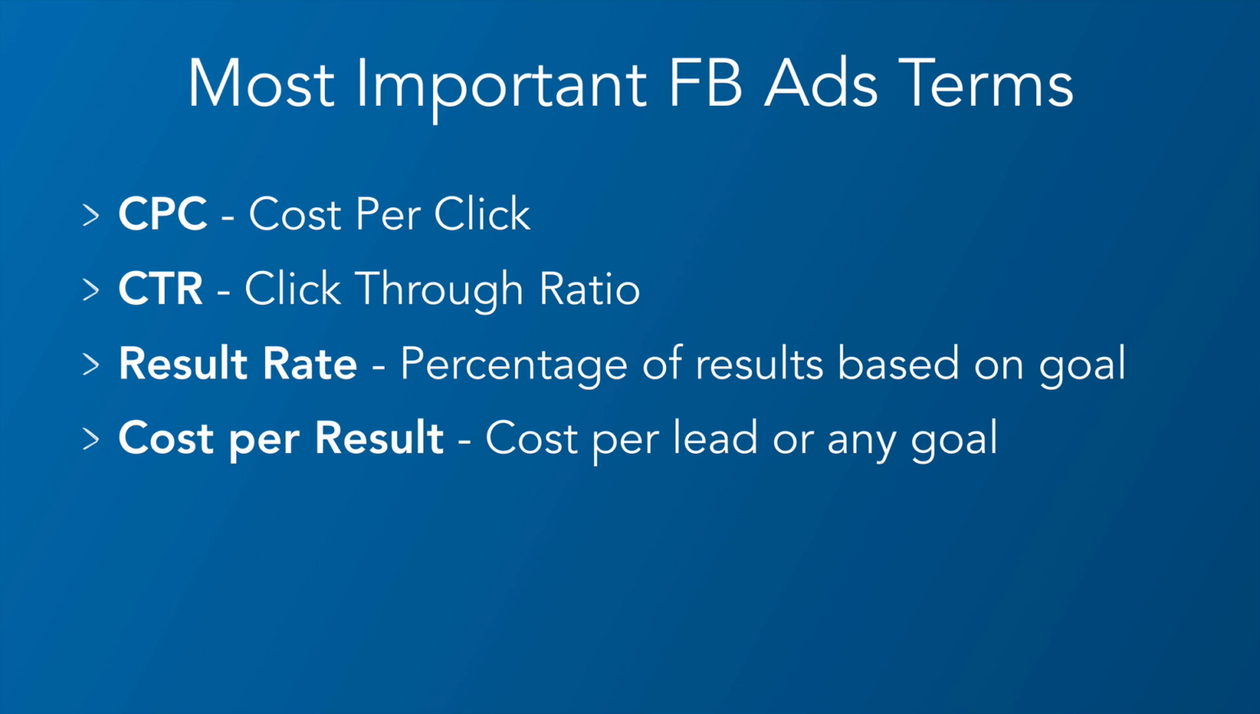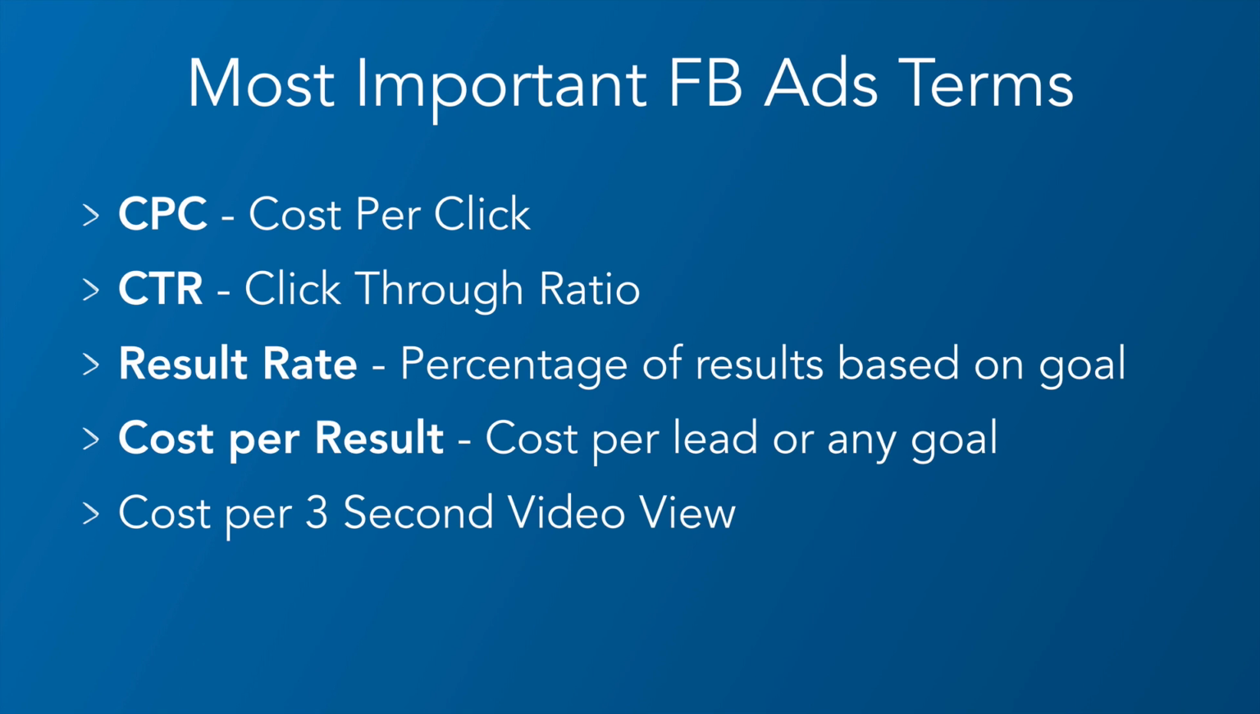Cost per result is the cost that you are paying per result, and the result is based on your goal. You also have metrics like cost per 3-second video view. So if you are running a video ad, then Facebook will show you what is the cost per 3-second video view. There is also another metric called cost per 10-second video view, and all these metrics you can go ahead and edit inside the Facebook Ads Manager.